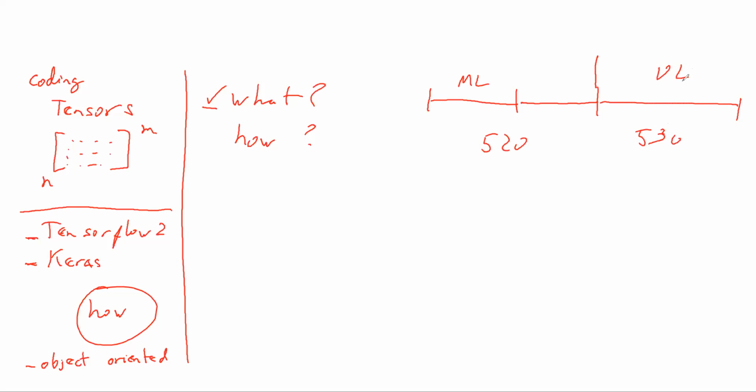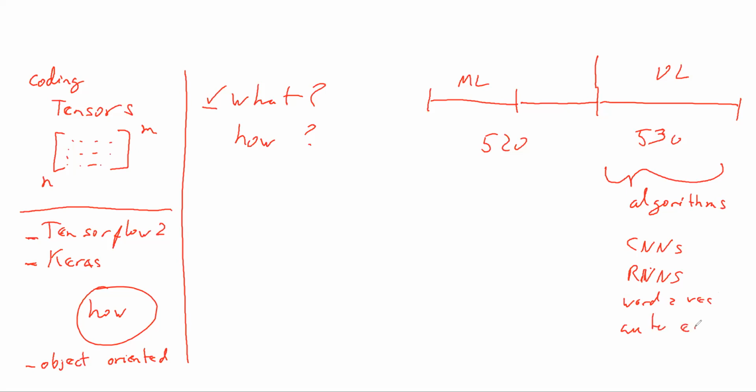Deep learning is a multitude of algorithms or techniques. It's a lot of techniques that we're going to learn about. If you take 530, you will learn about something called CNNs. You will learn about RNNs, word-to-vec, autoencoders, transformers, GANs, and a whole bunch of other things. So you're going to learn a lot of those things.